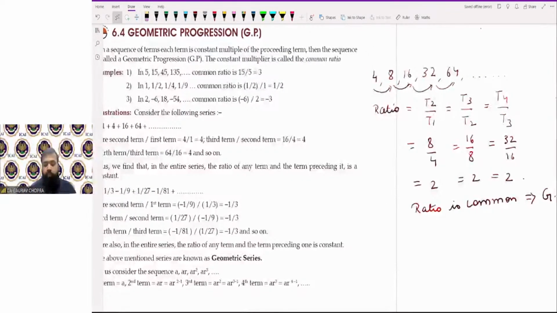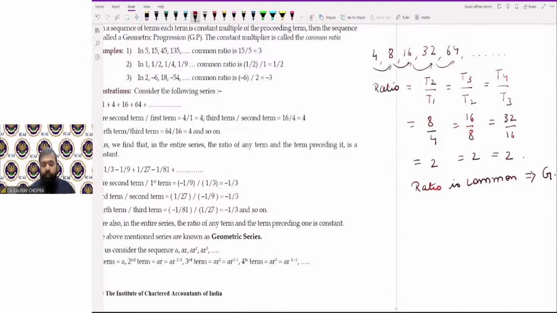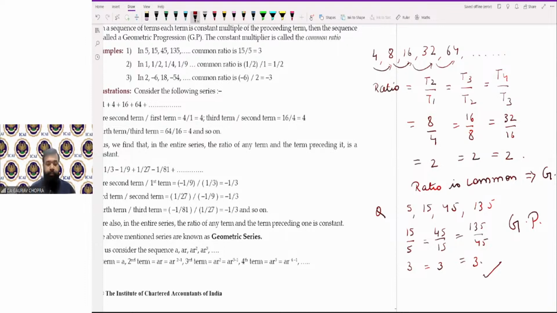Now let's take some more examples. If we are having, let's say, 5, 15, 45, 135. Now you have to check whether it is a GP or not. So second term upon first term. So 15 upon 5 gives 3. Then 45 upon 15 again gives 3. Then 135 upon 45, again it is 3. So all the ratios are same. All the ratios are common. So it is GP. It is simply a GP.